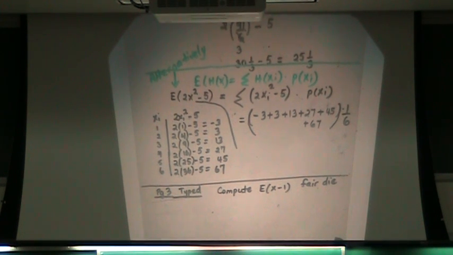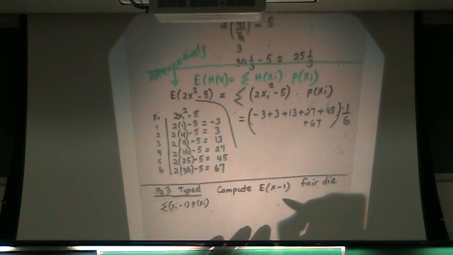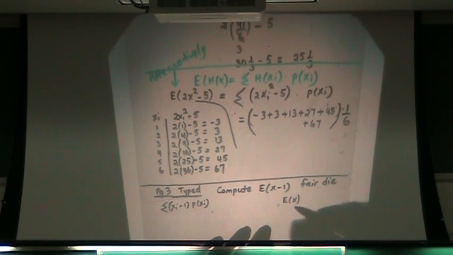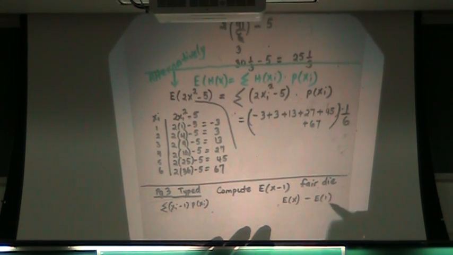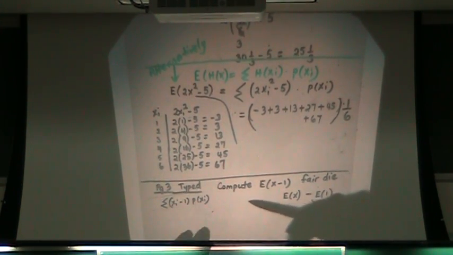Okay, let me begin again. How many of you did this problem? How many of you got 2.5? Which way did you do it? Did you do this, sigma of xi minus 1 times p of xi? Is that how you did it? Okay, could you have done this? E of X for the fair die minus E of 1. E of 1 is 1. So I could have just found E of X first and then subtracted 1. Could I do that also? Yeah, you have two options.